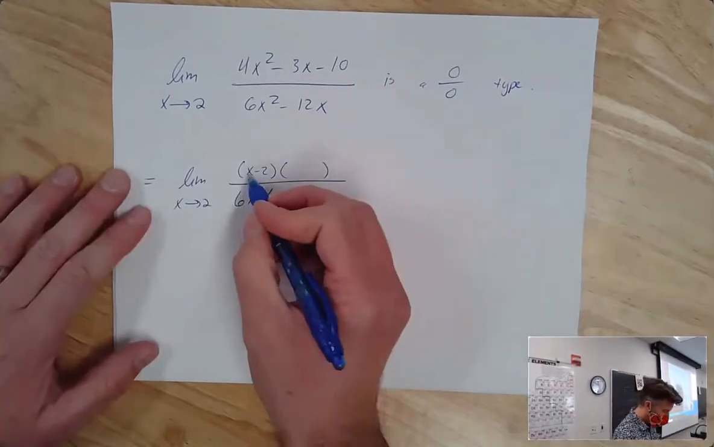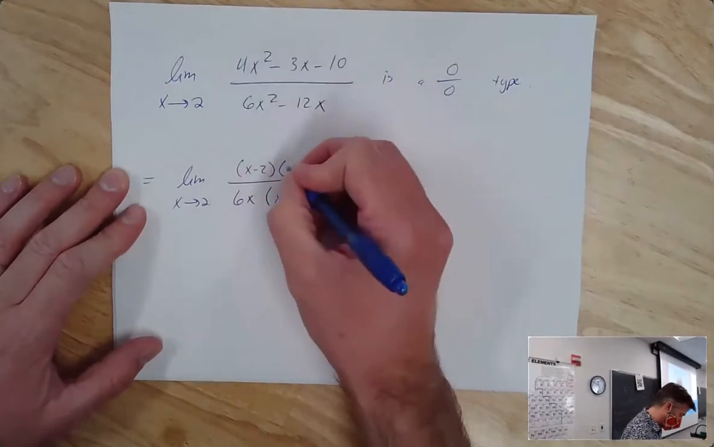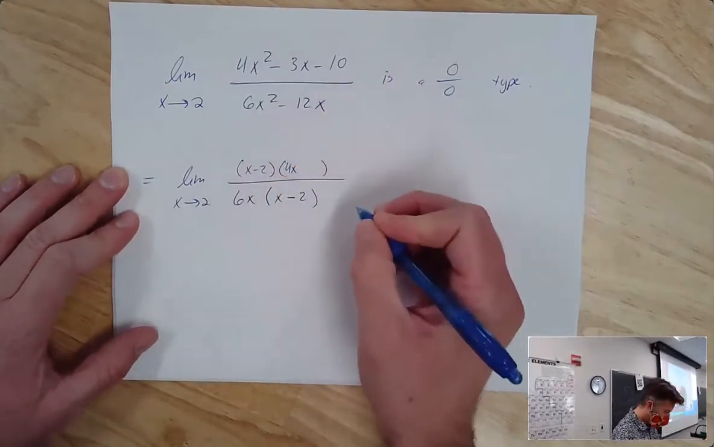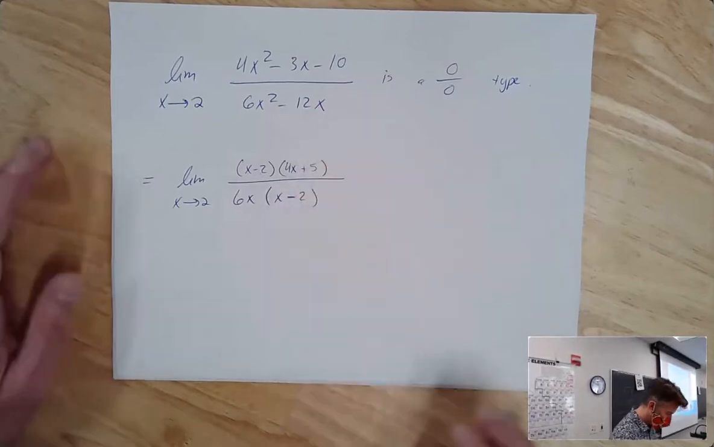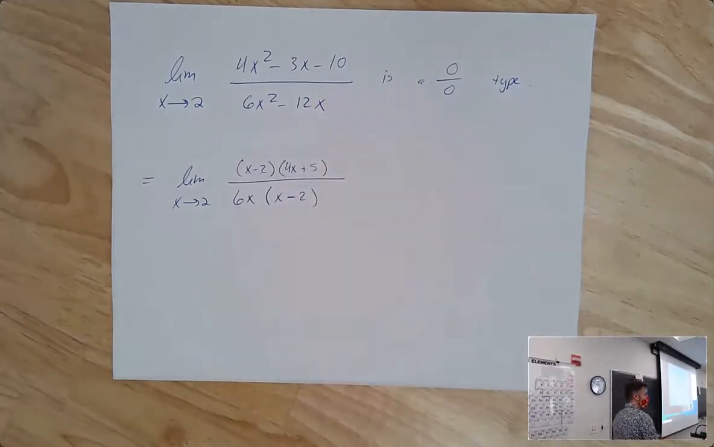And I know x times something has to equal 4x squared. Well, great, I need a 4x there. And negative 2 times something has to equal negative 10. I need a positive 5 there. I'm 100% sure that's right, even without checking my work. Let's check just to make sure. You multiply it out, you get 4x squared, you get the minus 10. And then the middle part is 5x minus 8x, which is giving you the negative 3x.